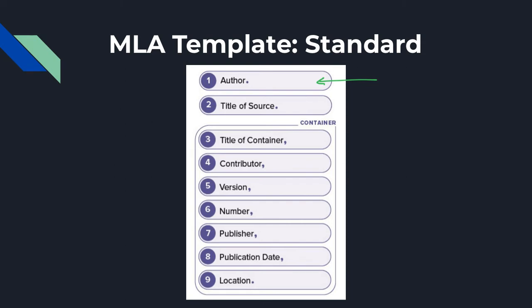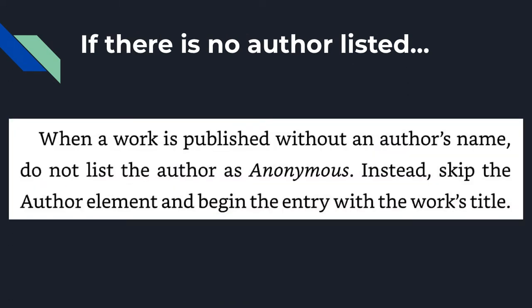Now, sometimes you'll come across sources, especially on the internet, where there is no author listed. In that case, here's what you want to do. If there is no author listed, this is what the MLA handbook says to do. When a work is published without an author's name, do not list the author as anonymous. Instead, skip the author element and begin the entry with the work's title. In other words, if you can't see an author listed anywhere, then just skip it. Don't make something up. Don't add in the title of the website or any other weird thing. You just skip it.